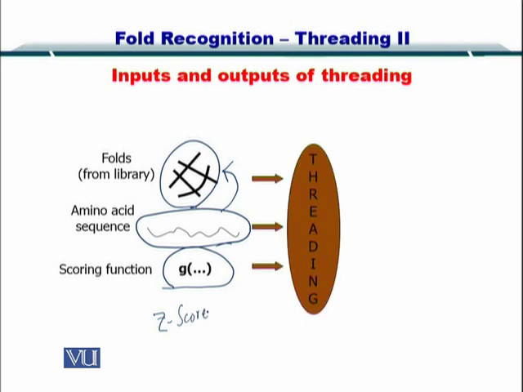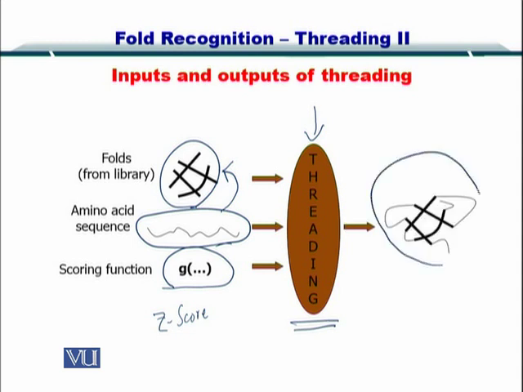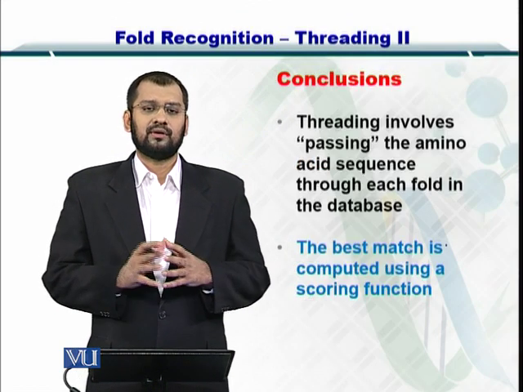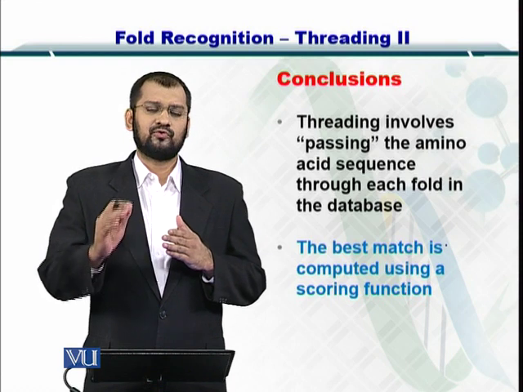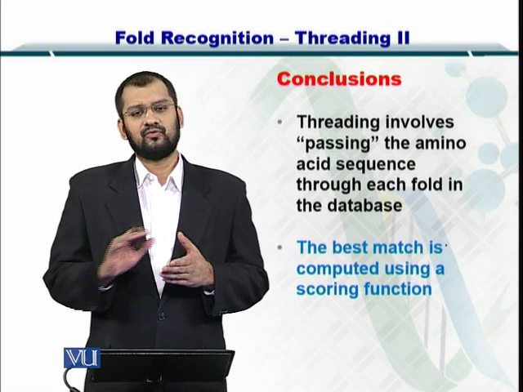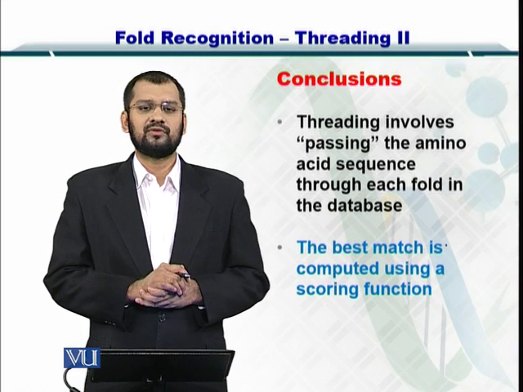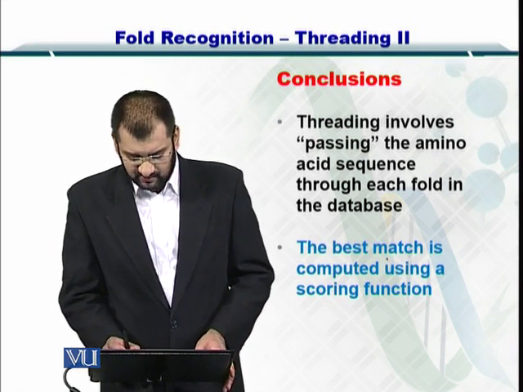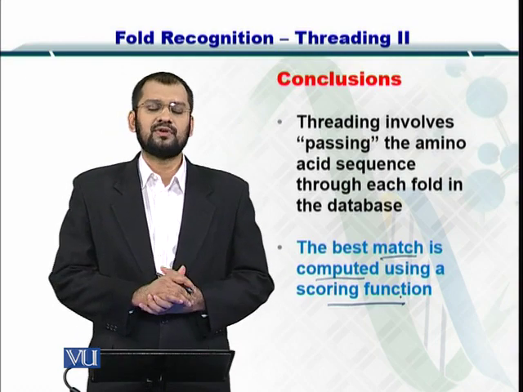Then you input these three things into your threading software, and the output is a structure that is like this. In this we have the fold that is here and some loops that are joining the different regions within this fold. So this is the overview, the input and the output. In conclusion, we pass the sequence over the various folds during threading and find out which sequence best matches the fold, and we create a combination of those folds to create the tertiary structure, and the best match is computed using a scoring function which is typically the z-score.